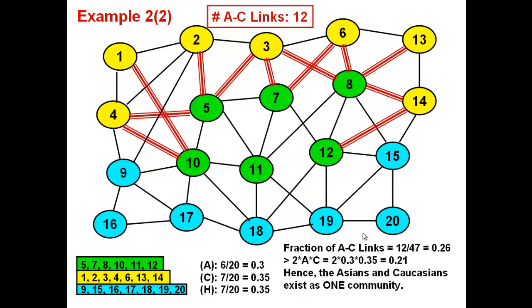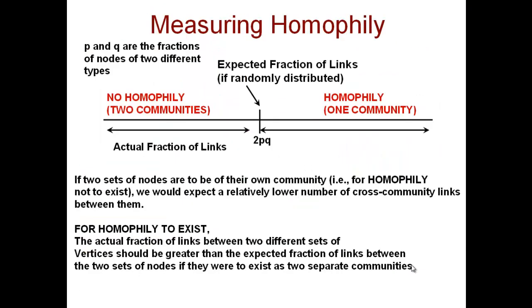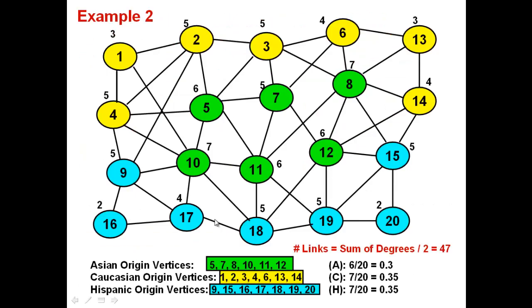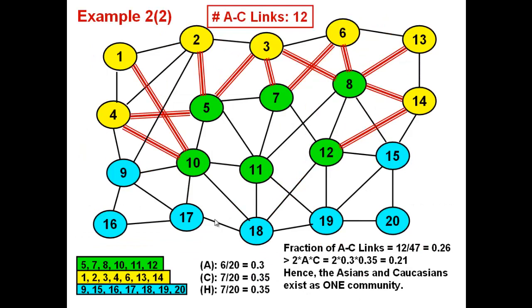Now let us look at the Asian and Caucasian students. The expected fraction is 2 times 0.3 times 0.35, which is 0.21. Now the actual fraction of links between the Asian and Caucasian students is this. If you count the number of links, it's going to be 12. So 12 out of 47 is 0.26, and that is greater than 0.21. So we have a scenario here where the actual fraction of links is greater than the expected fraction. So that means the two sets of students exist as one community, as homophily.